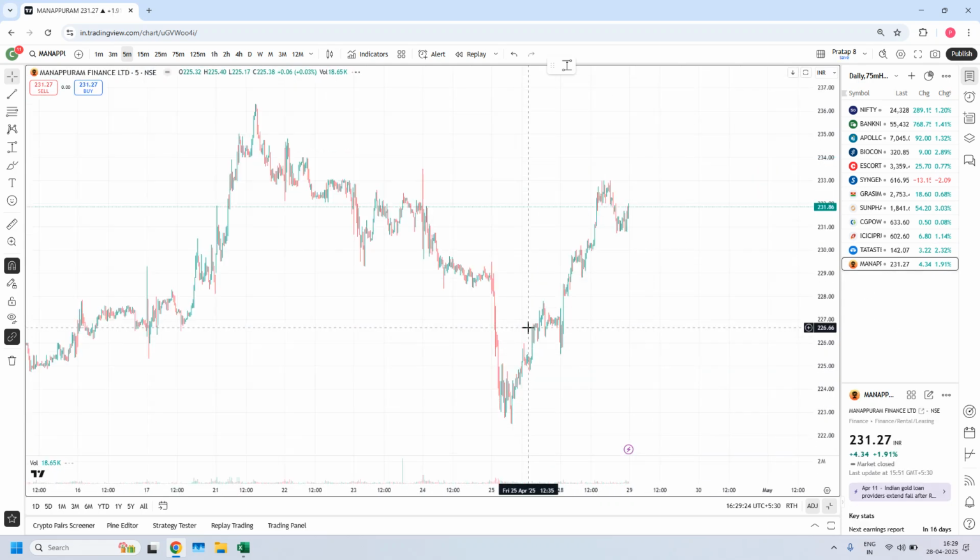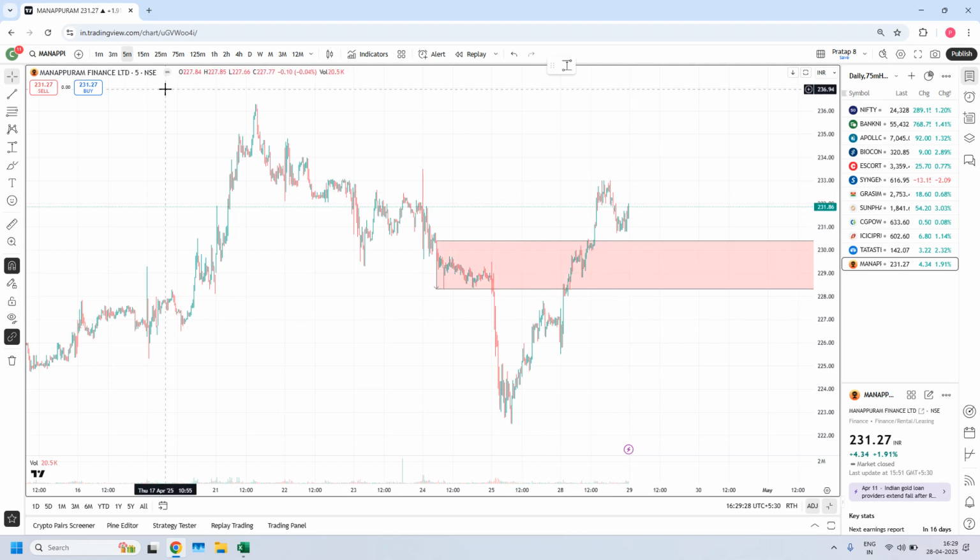And the last one is Manappuram. Already discussed, right? Manappuram, we know the zone is violated. That is what happened. So these are the high liquidity zones from our previous report.